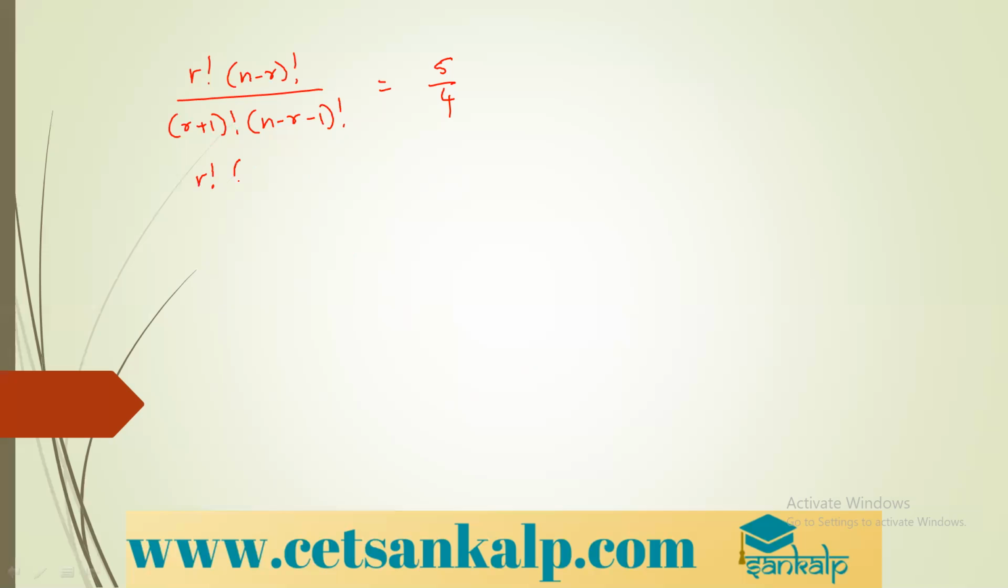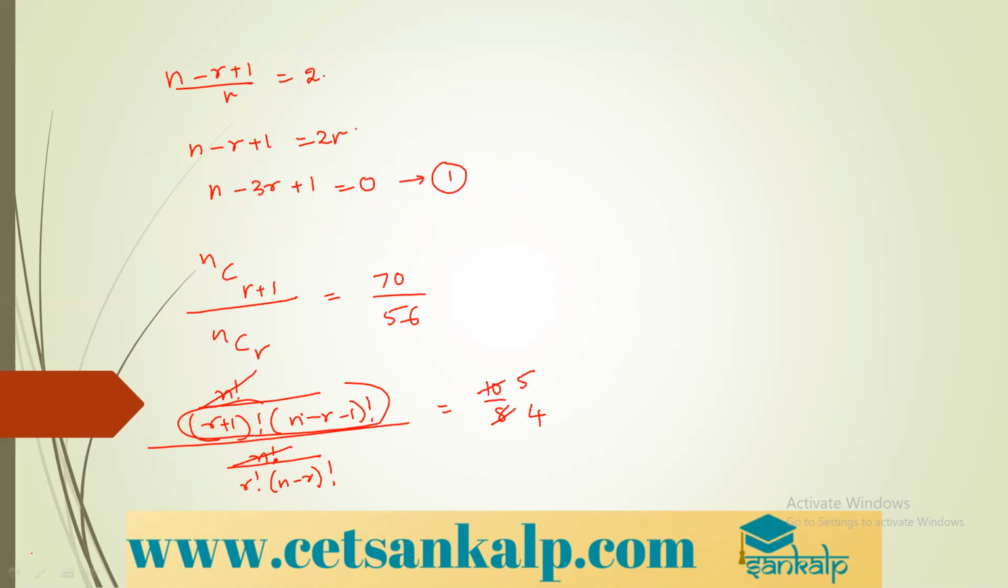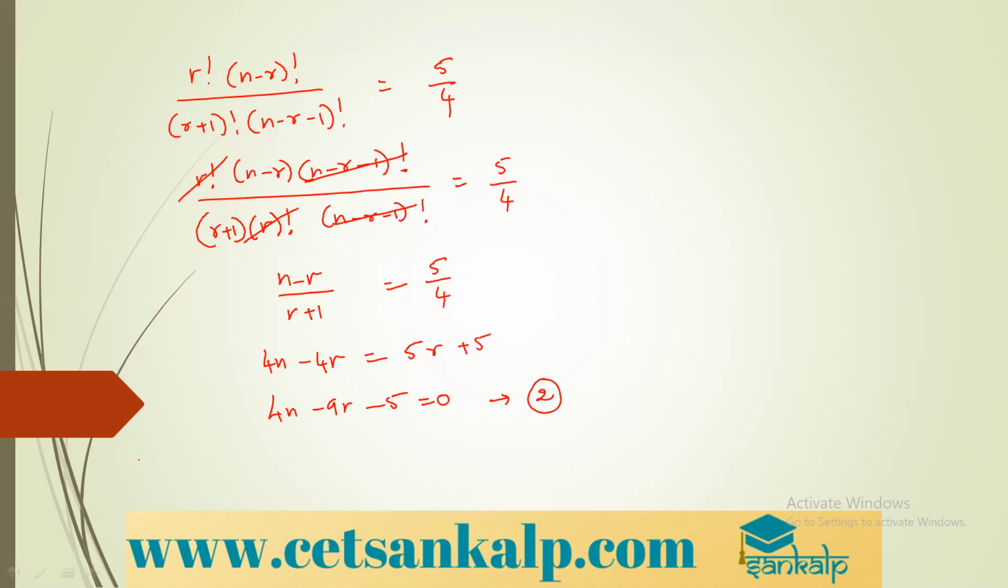Now r factorial I will keep. n minus r, the next one you have to subtract 1, n minus r minus 1. Stop by putting factorial. Then r plus 1, after that when you subtract 1, you will have r. Stop by putting factorial. And then n minus r minus 1 factorial equal to 5 by 4. So r factorial will cancel. n minus r minus 1 factorial will cancel. n minus r by r plus 1 equal to 5 by 4. 4n minus 4r equal to 5r plus 5, or 4n minus 9r minus 5 equal to 0. This is equation 2. Already we got equation 1, n minus 3r plus 1 equal to 0.